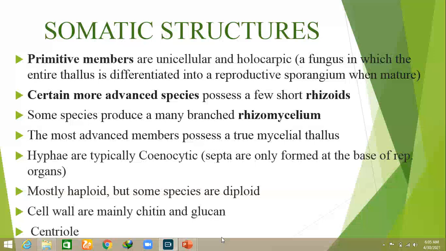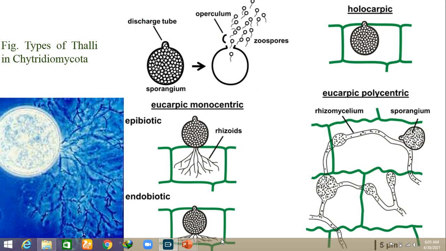The most advanced members of this class possess a true mycelial thallus. The hyphae are typically sinuous, but the septa are formed at the base of reproductive organs only. Such septa are solid plates. The principal components of a chytrid cell wall are chitin and a non-cellulosic alkali-insoluble glucan. Centrioles are also present. Here are the diagrams of different types of thalli in Chytridiomycota.